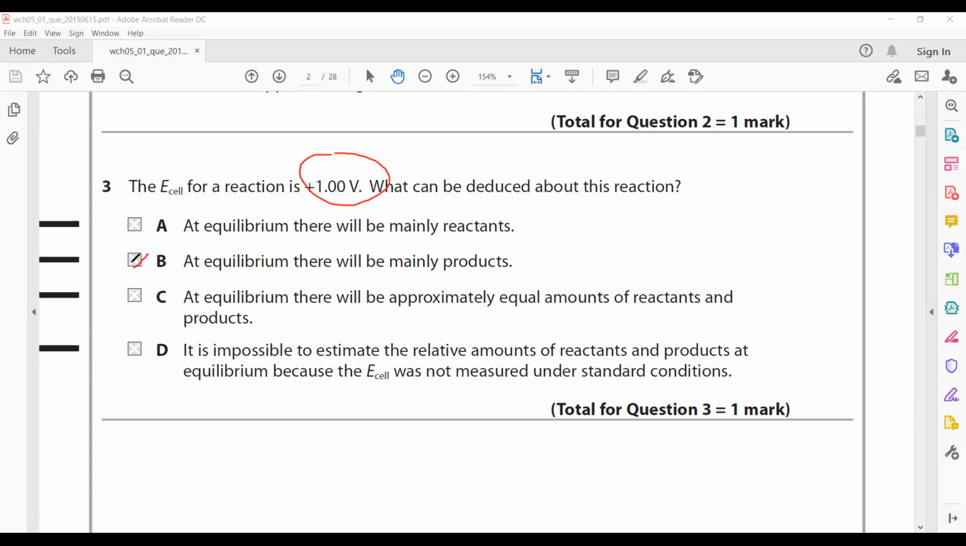If it has a very high value, that favors product. If it is about 0 volts, then you can consider approximately the same, no change in concentration. From about -0.6, the reactant is more than the product. More than +0.6, it means the product is more than the reactant.